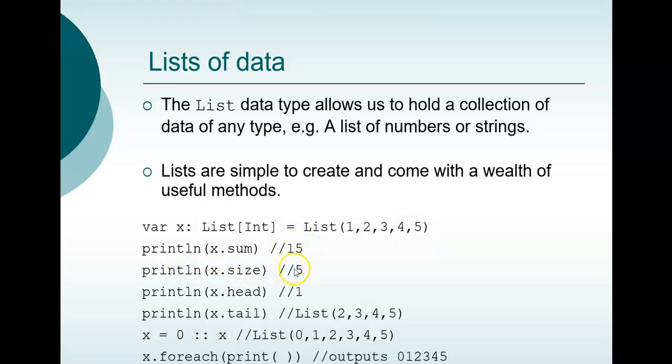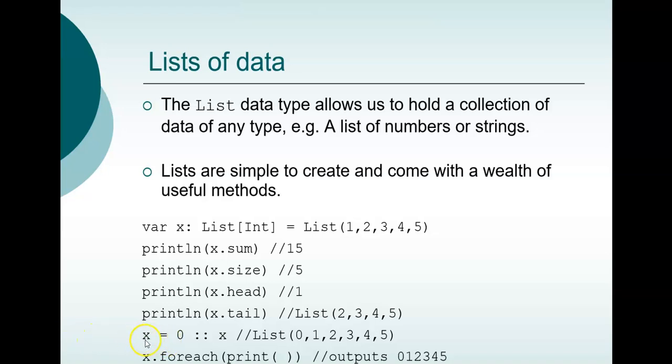We can find the size of the list, which is 1, 2, 3, 4, 5. We can print the head of the list, which is the item at the beginning of the list. We can also find the tail of the list. So apart from the head, the remaining items are called the tail, as you see here.